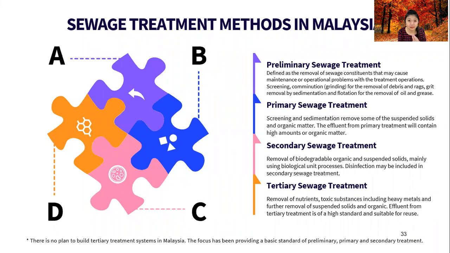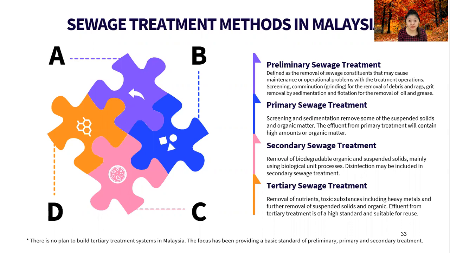Okay. So next is the primary sewage treatment. So the screening and sedimentation remove some of the suspended solids and organic matter. So the effluent from the primary treatment will contain a high amount of organic matter. So when we have lots of organic matter, then we need a biological treatment plant. So here we come to the secondary sewage treatment plant.